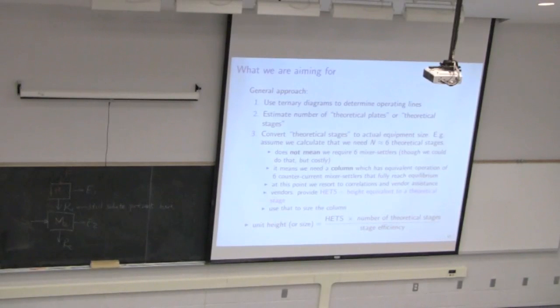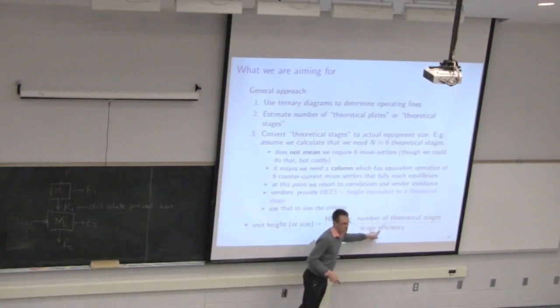So the standard strategy, always, in all industries, is you take a sample of your material to the vendor. They have a test rig. We saw a test rig a few slides back that I showed you. They do the experimental work for you, and they come up and tell you this number, HETS, the height equivalent to a theoretical stage. So for every theoretical stage you have in your diagram, you need this much height in your column. And so they will help you with the design of that column. We won't ever do that ourselves. The vendors, and there are many of them, will give us this information.